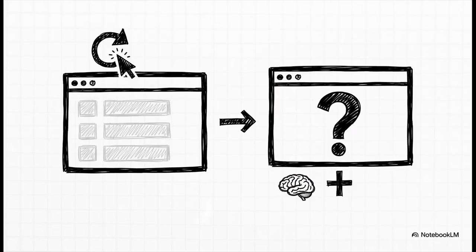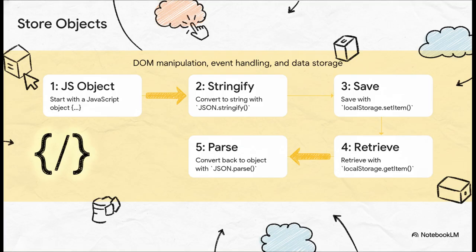But we have one last big problem. You've built this awesome interactive app, you've added all your to-do items, and then the user hits the refresh button, and it's all gone. Your app basically has amnesia. To fix this, we have to give it a memory. And that memory comes from local storage. It lets you save data right there in the user's browser, so it sticks around.